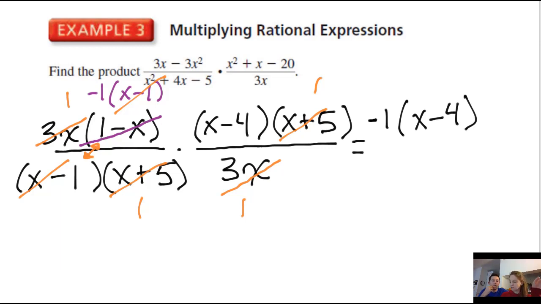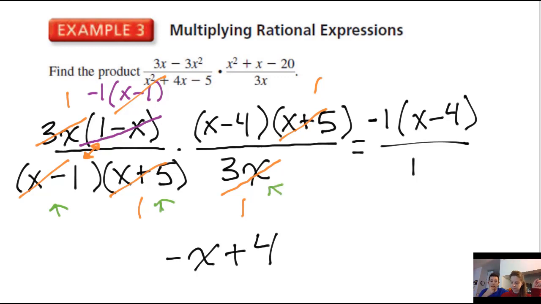And because I'm going to write this again, I'm going to put here the denominator is 1, because there's nothing left in that denominator. And now I'll rewrite this. I'll distribute that negative 1 and get negative x plus 4. We've completed step 2, which was to divide out common factors. Now we need step 3 to restrict the domain. This is any time the denominator is 0. So we had 3 factors in the denominator.